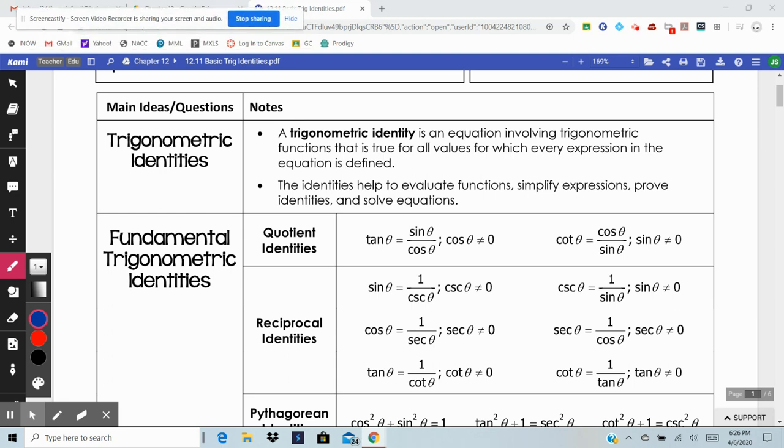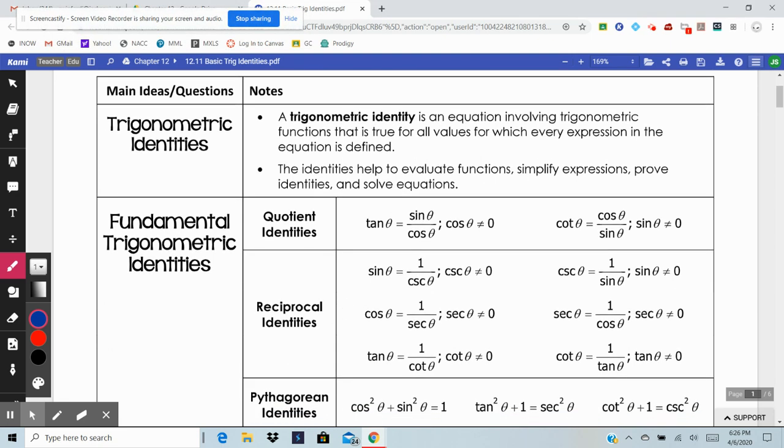In today's video, we're going to be talking about trigonometric identities. First off, by definition, a trigonometric identity is an equation involving trig functions that is true for all values. So it's kind of like a formula, if you want to think of it like that. All values for which every expression in the equation is defined.